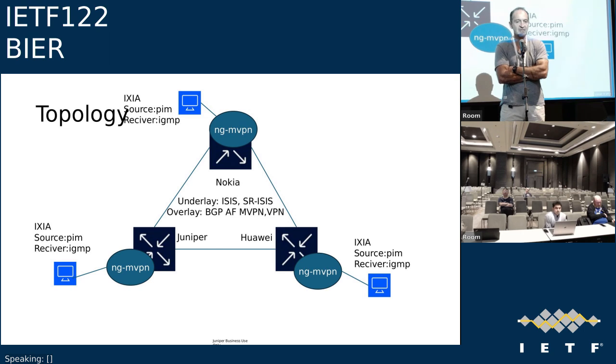So the role of the IXIA here was just to send IGMP, to be an IGMP receiver and be a source. So it had to take both roles for every single router. When it was the receiver, it was sending IGMP joins or prunes. And when it was the source, it was using PIM signaling to forward that join and prune from NG-MVPN all the way to the source on the IXIA. Next slide, please.